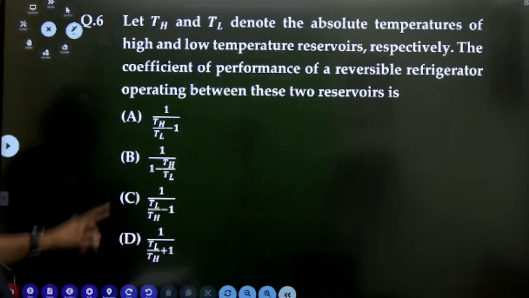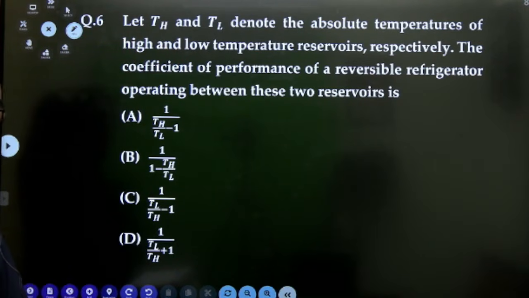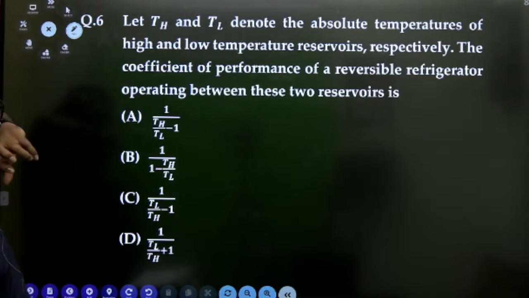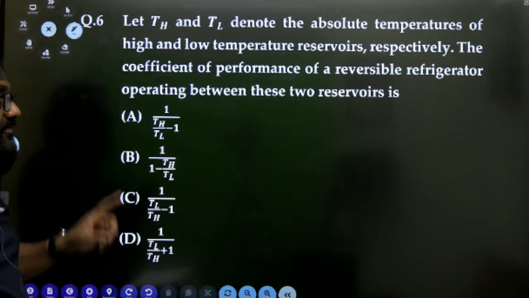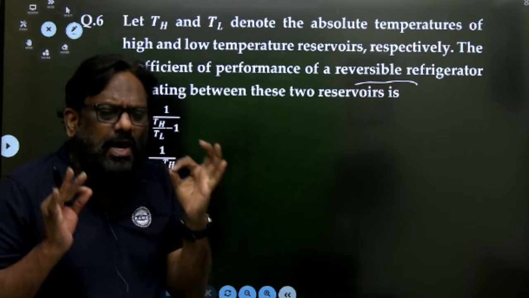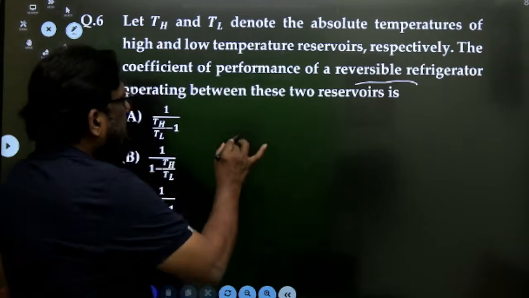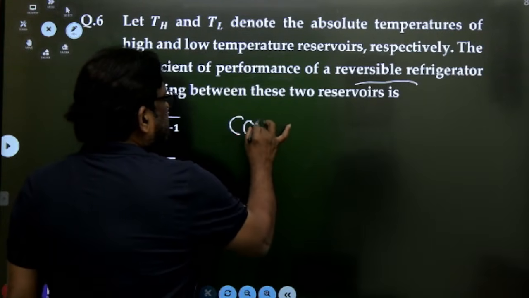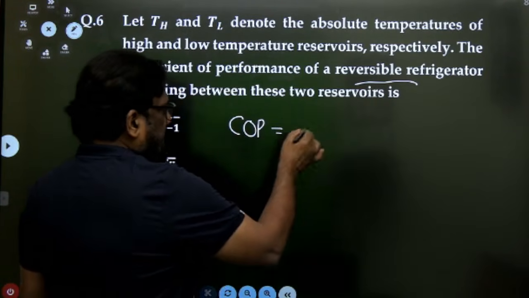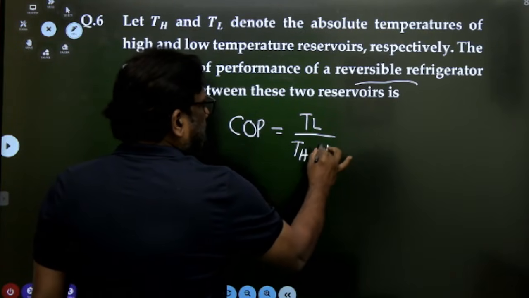Next. Now if TL and TH denote the absolute temperatures in Kelvin, low and high, of the reservoirs, the coefficient of performance of a reversible refrigerator, which means a reverse Carnot cycle, depends only on temperatures. So the COP of a reverse Carnot cycle, the reversible refrigerator, will be T lower by T higher minus T lower.